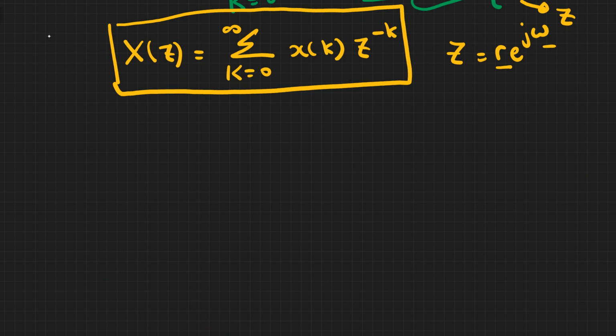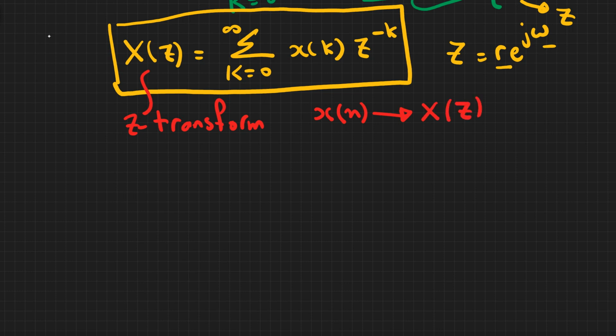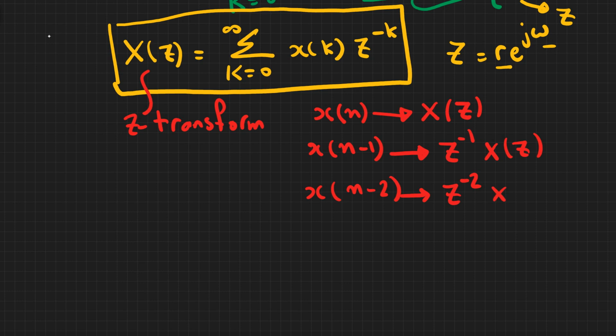Why is this transform actually useful? What is the benefit of using this z transform compared to the Laplace transform? Well, there is a very important benefit, because if we look at the properties of the Z transform, if we have a discrete signal x of n, and it has a Z transform x of z, then the Z transform of x of n minus 1 is equal to z inverse multiplied by x of z. If we take x of n minus 2, it's going to be z to the minus 2 times x of z, and so on.